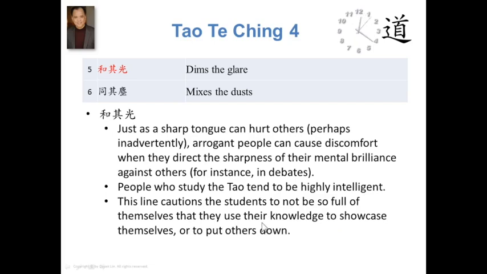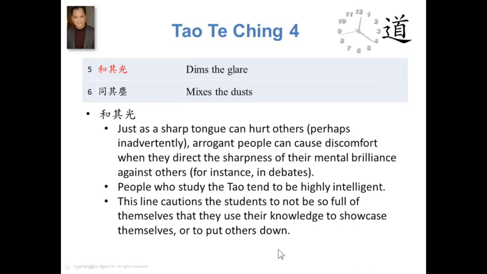Don't be so full of yourself that you use your knowledge to showcase yourself. Look how great I am. I have an academic degree, and it's a higher academic degree than yours. Therefore, I'm smarter than you are. I'm up here. You're down there. See me up here? You're down there. See the distance between us? Me up, you down. Ha ha. That's what we're talking about here. That is the glare. It's blinding. It makes people uncomfortable.